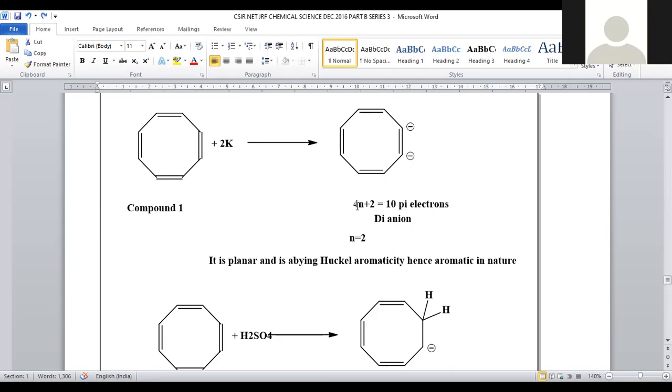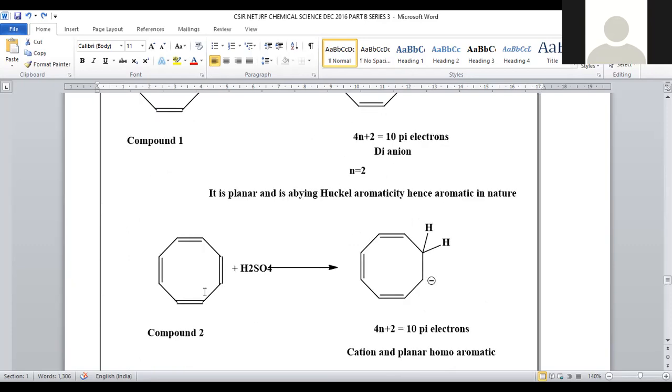It clearly obeys Huckel aromaticity, right? The 4n+2 rule is obeyed, and the molecule is entirely planar, so we can say this is aromatic in nature. What are the important parameters for aromaticity? One is that 4n+2 should be obeyed, and the second is planarity and a cyclic compound should be there. All are obeyed by this compound, so we can say this is an aromatic compound. And let us move on to compound number 2.